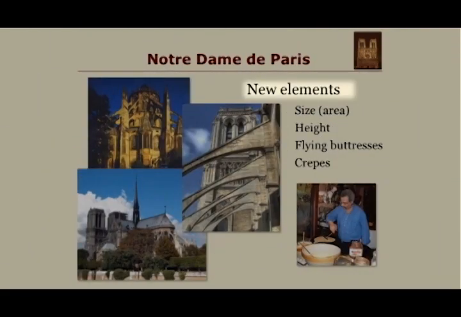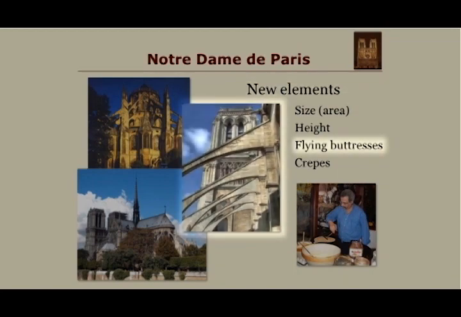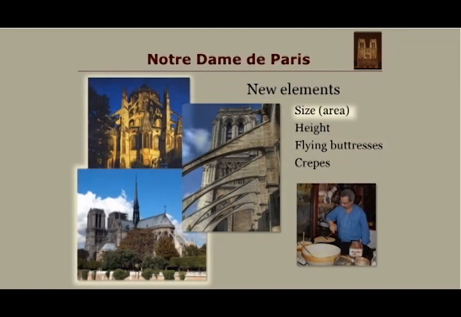Here we also see some new elements that were added to Notre Dame. We see flying buttresses. Saint-Denis did not use flying buttresses, but certainly they are used in Notre Dame. In addition to that, we see a very much expanded church. It's huge compared to Saint-Denis. It's very, very high, and of course the flying buttresses.